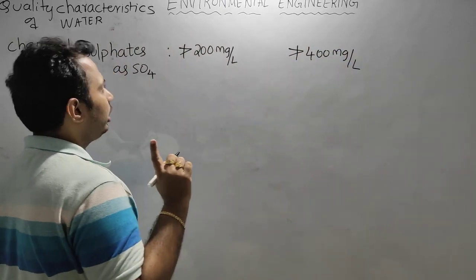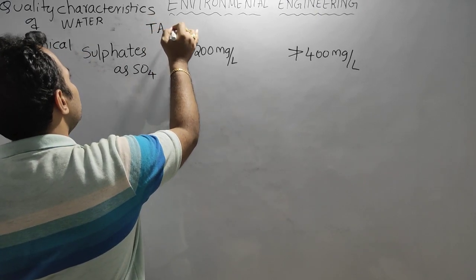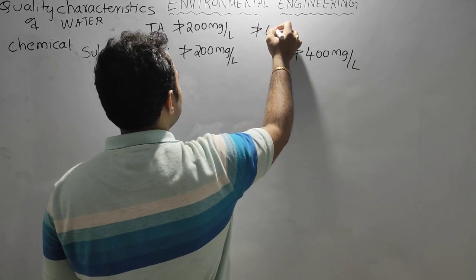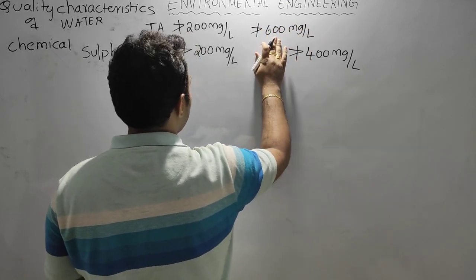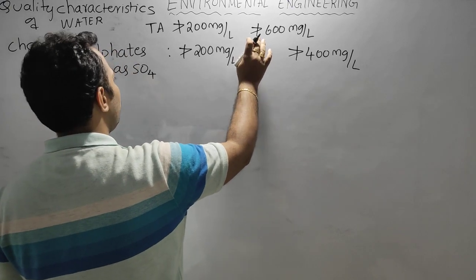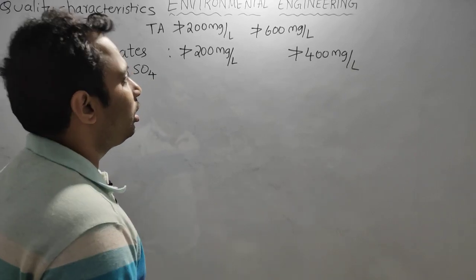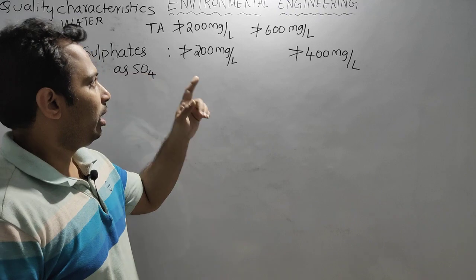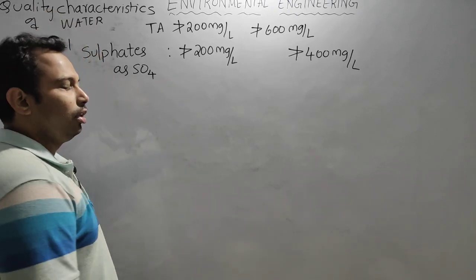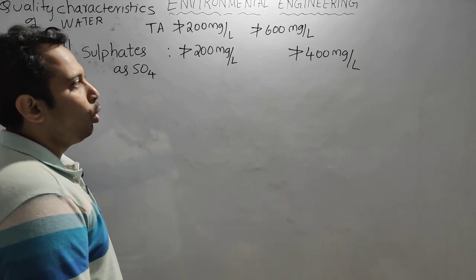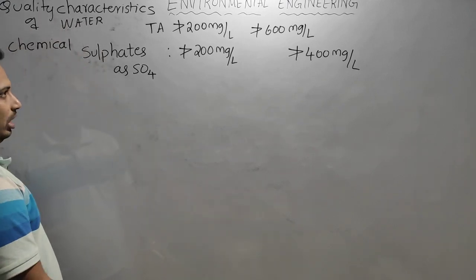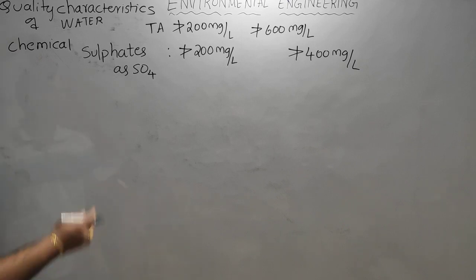A small correction: for total alkalinity, the limit should not be more than 200 under ideal conditions, and it is relaxed up to 600 under unavoidable circumstances. I told 400 earlier, but that is the sulfate limit, so please make a note. For total alkalinity, the relaxation was given up to 600 mg per liter, and for sulfate it is 400. 200 mg per liter is the limit under ideal conditions, and when no alternative source is available, we can relax it up to 400 mg per liter, but not more than that.